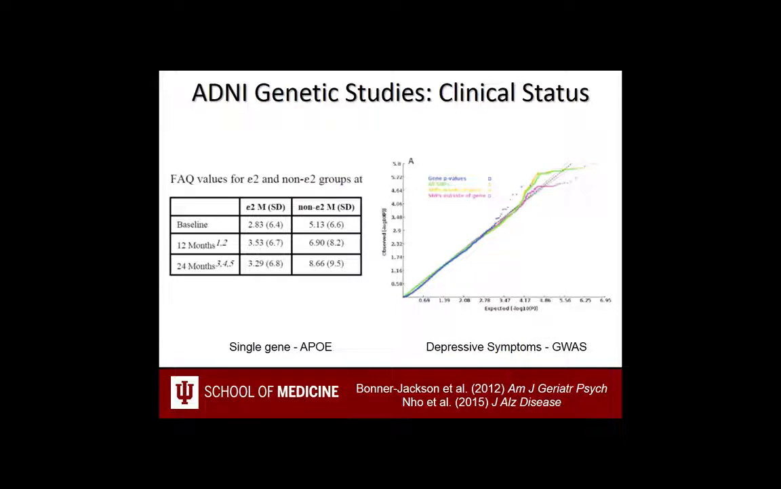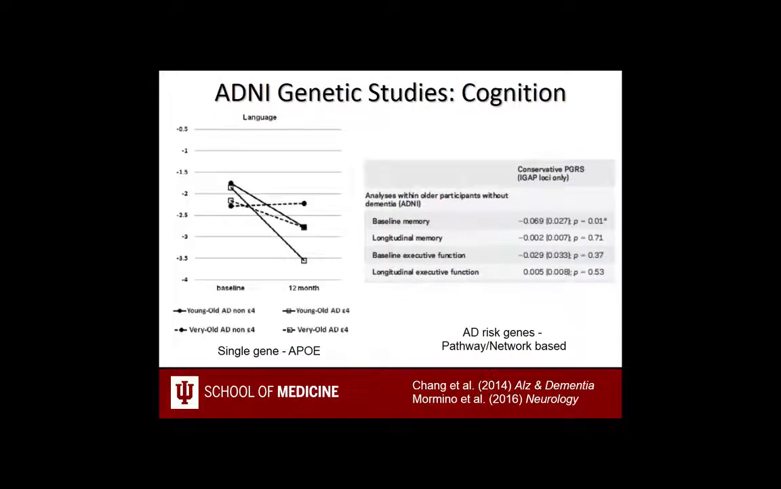So this was looking at depressive symptoms. This included ADNI, but included a couple of other cohorts, and he did a pathway-based approach of different SNPs that had been previously implicated in depression and other types of psychiatric disorders. Then looking at cognition, and I define cognition as more specifically memory or executive function.